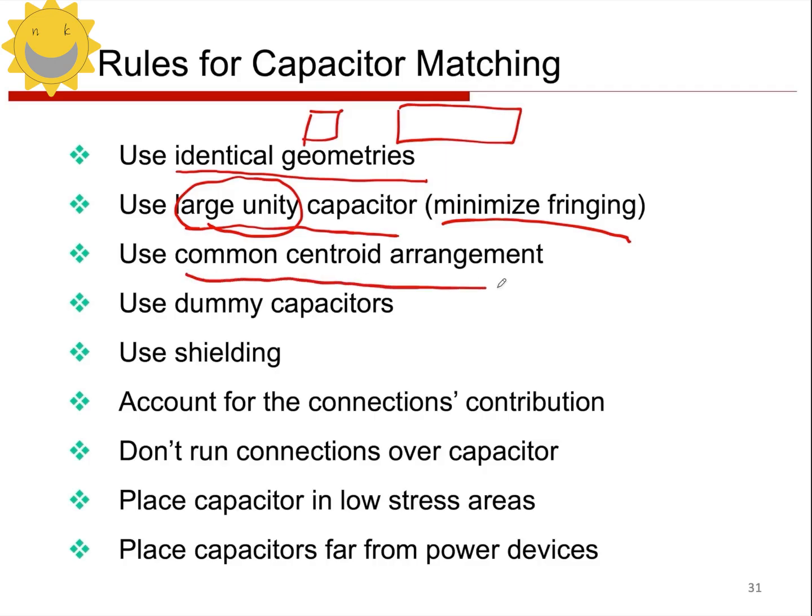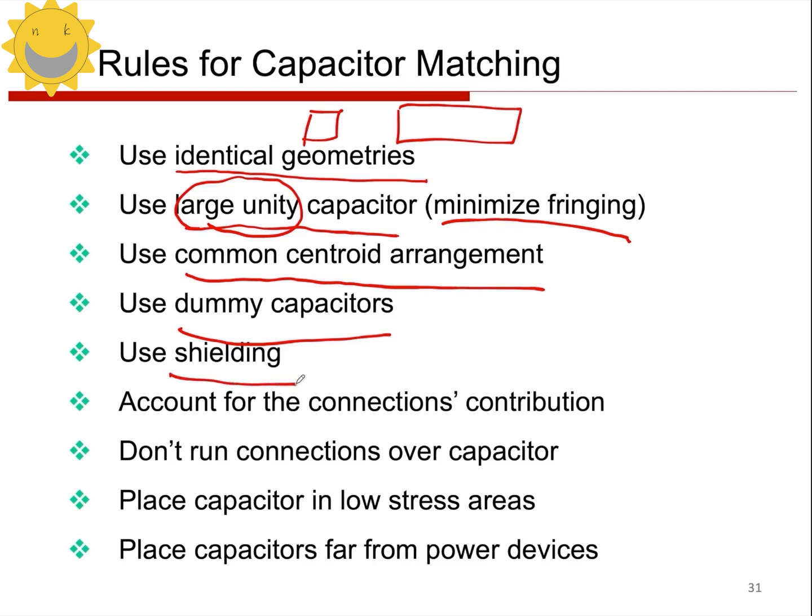The third one is to use the common centroid arrangement. You have to use the common centroid. In this way, you can deal with the gradient problem, right? And the fourth one is to use devices to surround, so that the environment around the capacitor is the same. Next, we need to have protection and shielding, right?